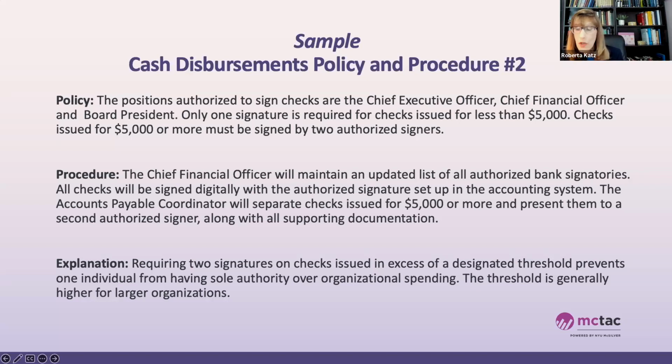All checks will be signed digitally with the authorized signature set up in the accounting system. The accounts payable coordinator will separate checks issued for $5,000 or more and present them to a second authorized signer along with all supporting documentation. Requiring 2 signatures on checks issued in excess of the designated threshold prevents one individual from having sole authority over organizational spending. This threshold might be lower for smaller organizations and higher for larger organizations.